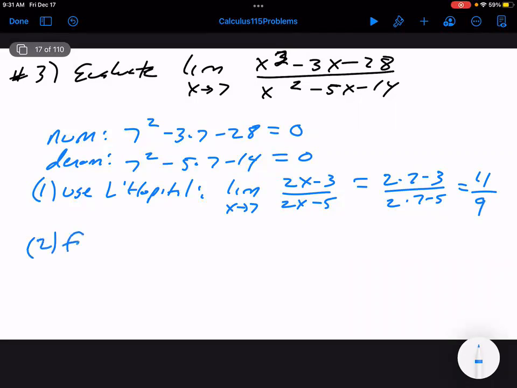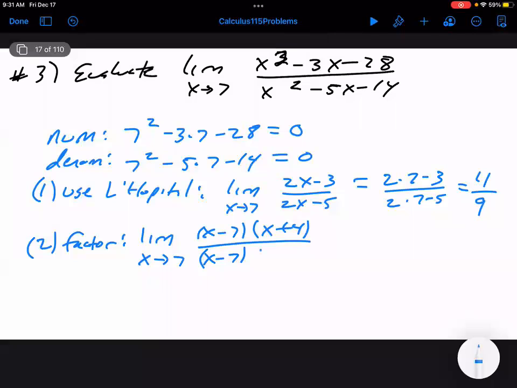Another is to factor. And because we have x going to 7, we know x minus 7 is a root of both. So it's going to be the limit as x goes to 7. So the first, if x minus 7 has to be a factor, and we've got to get negative 28 with a negative 3, it's going to be x plus 4. And the second one down below would be x minus 7. And since we need to get a negative 5 and negative 14, it's going to be x plus 2.